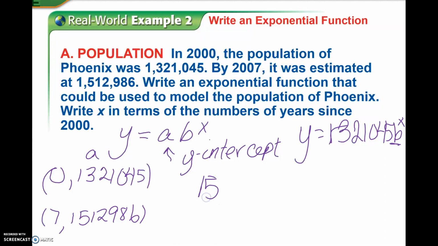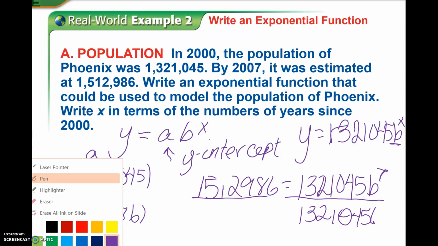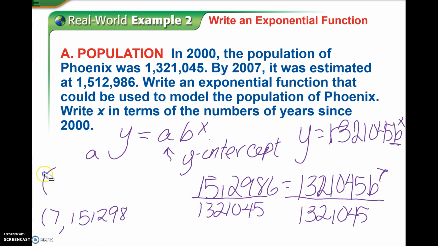So when y was 1,512,986, x was 7. We don't know b, but we're going to look for it, so we're going to divide by this to get b by itself. So I get 1.145 equals b to the 7th.